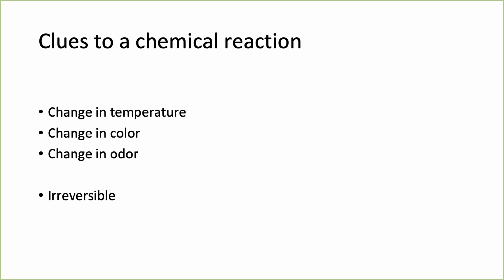If we see a change in temperature, again, we're not adding any heat. We just put two solutions together and it gets hot or cold. That's a clue for a chemical reaction because we do not expect, if we mix two beakers of water together, to get any change in temperature or color or odor. But if you've got two chemicals and you put them together and you see a change in temperature, change in color, hey, something happened. That's a chemical reaction.